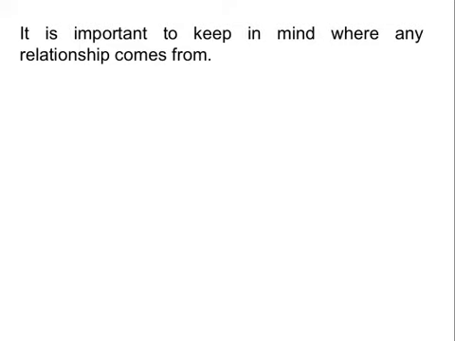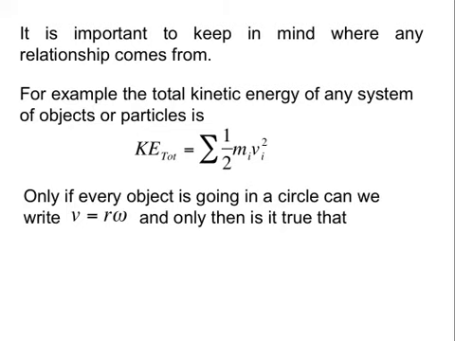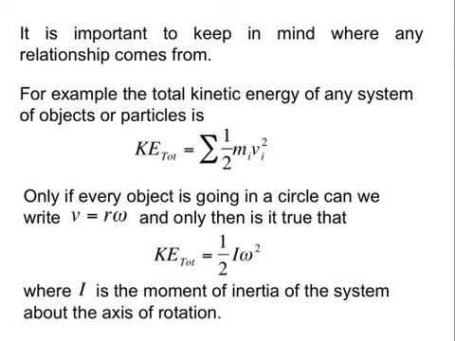It is important to keep in mind where any relationship comes from. For example, the total kinetic energy of any system of objects or particles is 1/2 mv squared, summed over all the particles. Only if every object is going in a circle can we write v equals r omega, and only then is it true that kinetic energy is 1/2 I omega squared, where I is the moment of inertia of the system about the axis of rotation.